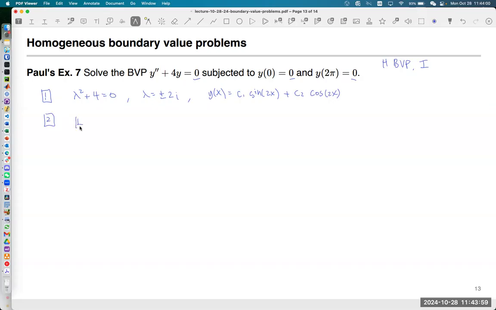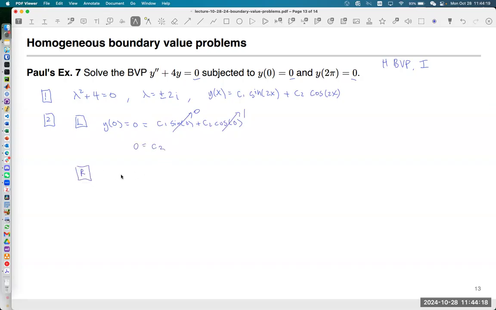Second step, look at the boundary conditions. On the left, we have y of 0 is equal to 0. Substitute this in, we have C1 sine of 0 plus C2 cosine of 0. Sine of 0 is 0, cosine 0 is 1. So we have 0 is C2.